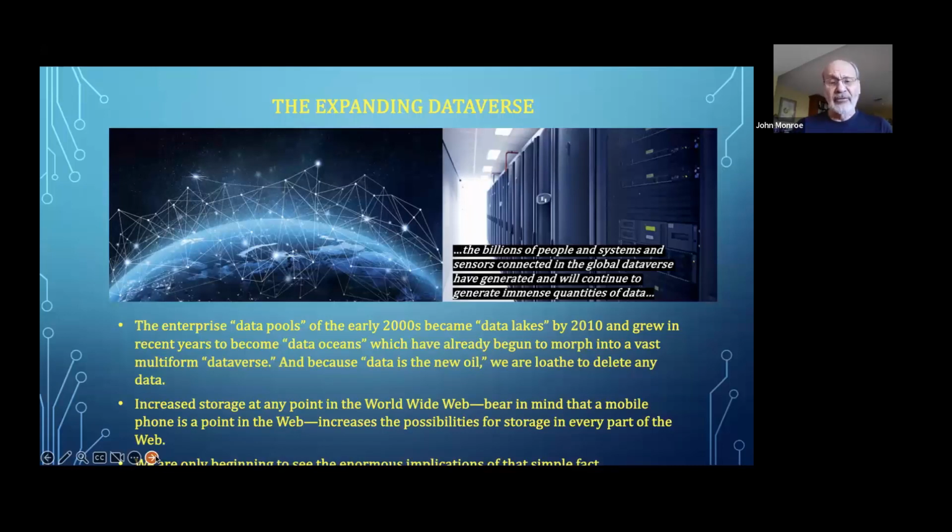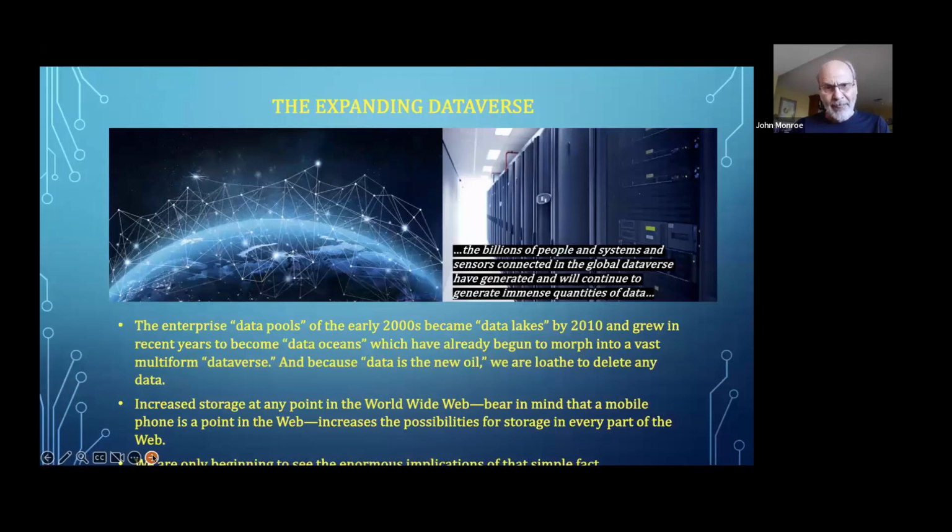Now, why is it out there? Why are we having to access it? Well, increased storage at any point in the web, bear in mind that a mobile phone is a point in the web, is going to increase the possibilities for storage in every part of the web. And I firmly believe we're just barely beginning to see the enormous implications of that simple fact.